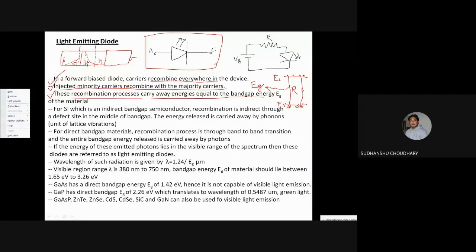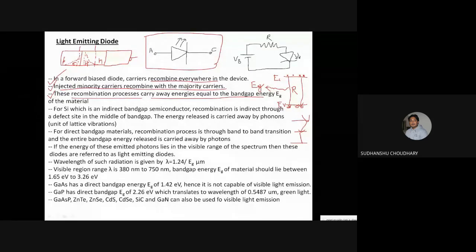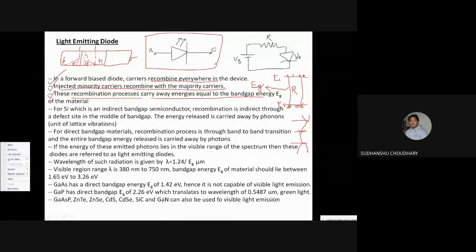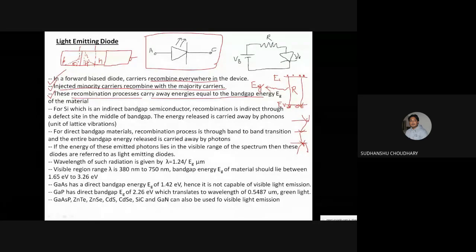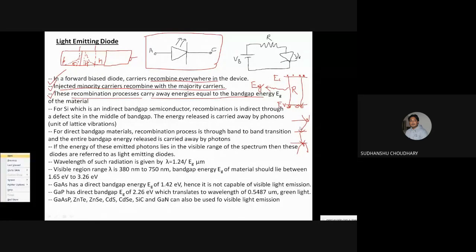However, in an indirect band gap semiconductor, we had studied that this recombination takes place via some impurity states within the band gap. So an electron from the conduction band makes a transition to some impurity state within the band gap, and then from there it again makes a transition to the holes which are present in the valence band. So that was an example of an indirect band gap semiconductor we studied some time back.